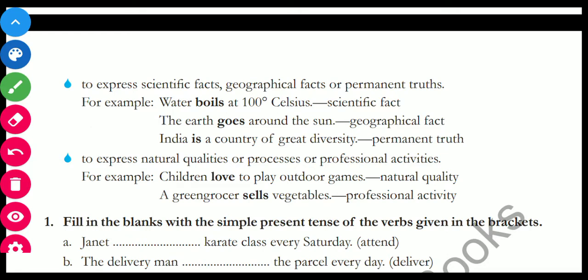The green grocer is going to sell the vegetables. Okay, this is the professional fact. So you cannot change it. So in that case, these kind of sentences would be taken under consideration to simple present tense. So for that, you need to know what is the rule of simple present tense.